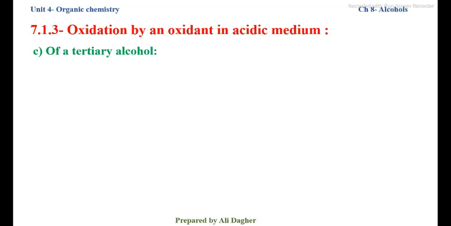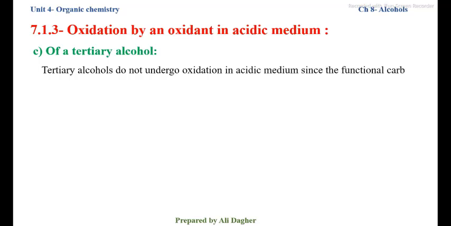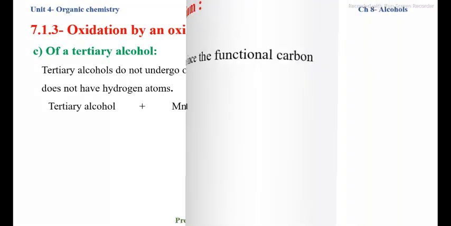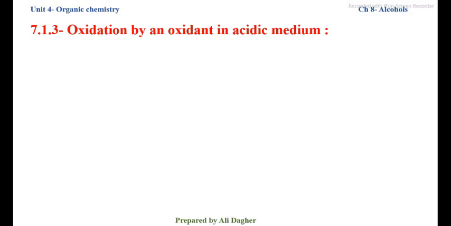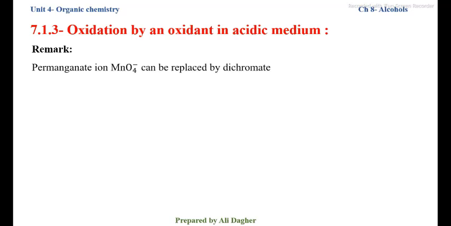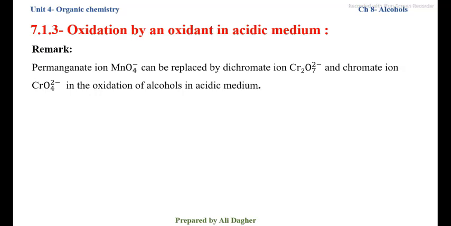Now, for a tertiary alcohol: tertiary alcohols do not undergo oxidation in acidic medium, nor catalytic oxidation, or dehydrogenation, since the functional carbon does not have hydrogen atoms. Tertiary alcohol plus MnO4-: no reaction. This is the mild oxidation of alcohol. Now, a remark: the permanganate ion MnO4- can be replaced by the dichromate ion Cr2O7 2- or the chromate ion CrO4 2- in the oxidation of alcohol in acidic medium.